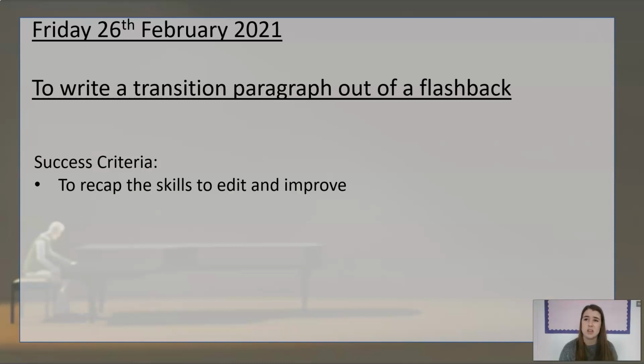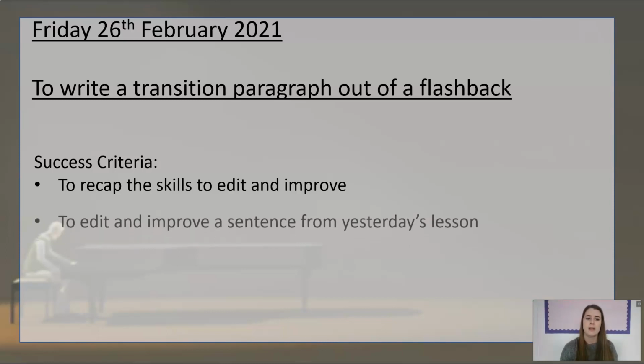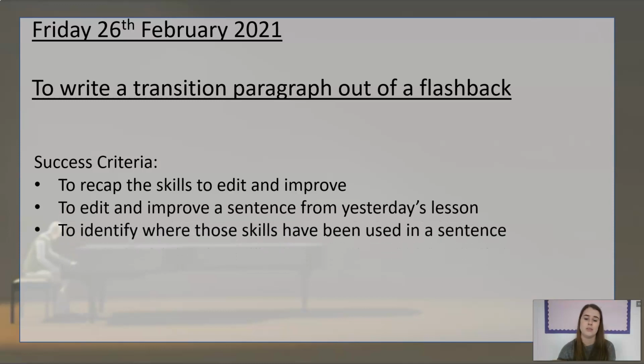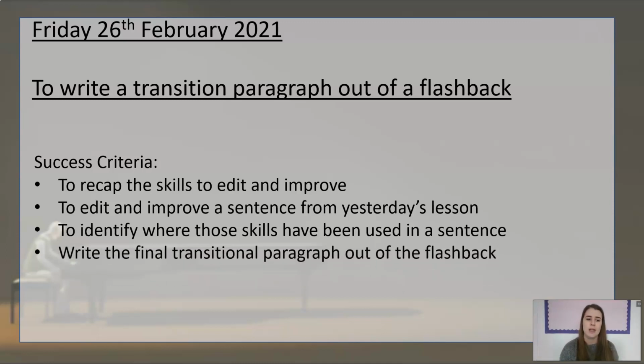I mean, my year 5s could have done a better job than I did. So we're going to go back and look at editing and improving, and we're going to pick a couple of sentences from yesterday. Then we're going to edit and improve one of those sentences. We're going to identify where those skills have been used in a sentence, okay? So we're going to look at the skills that we've used and see if we can work out where we've used them. And then we're going to write the final transitional paragraph out of our flashback today, okay?